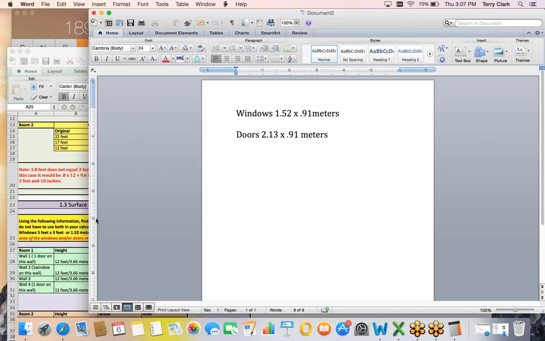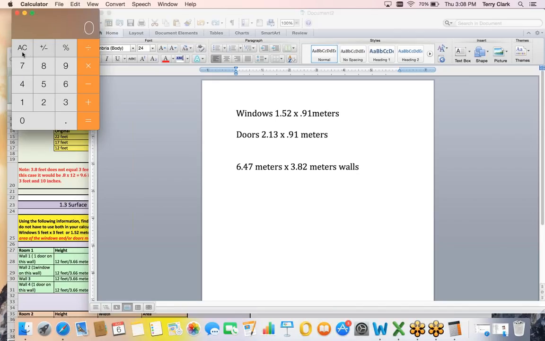So let's say we have a room that's 6.47 meters by, we'll say, 3.82 meters. Okay, so that's the walls. So the first thing we got to do is figure out the square meters of the wall. So we're going to go 6.47 times 3.82.